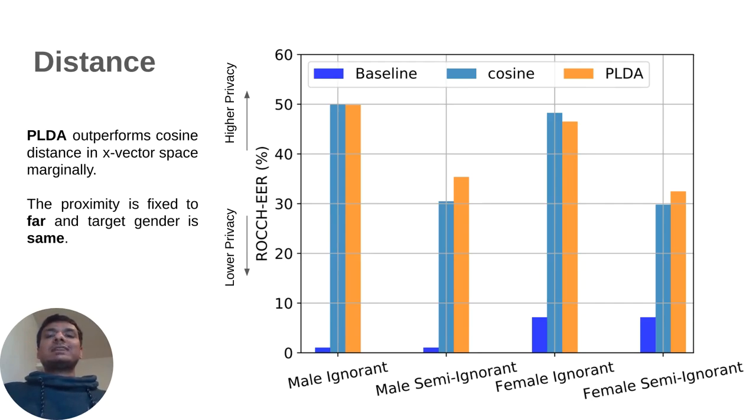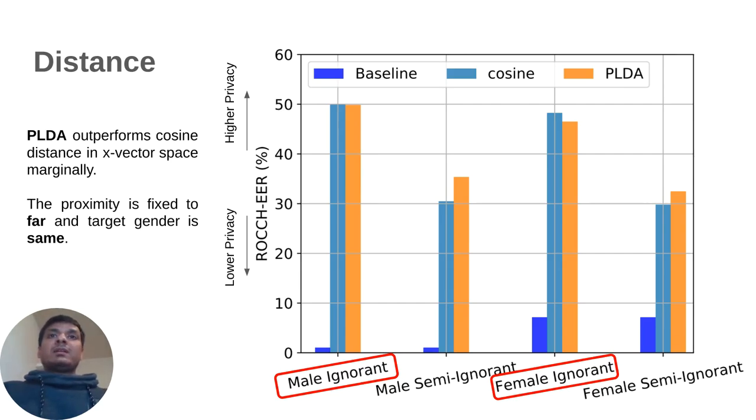The results layout is as follows. Here on the x-axis you can see there are different attackers, and on the y-axis you may notice that it's equal error rate obtained by these attackers. So the goal of the attacker is to obtain a baseline equal error rate. You may already notice that the ignorant attacker performs much worse than the semi-ignorant one.